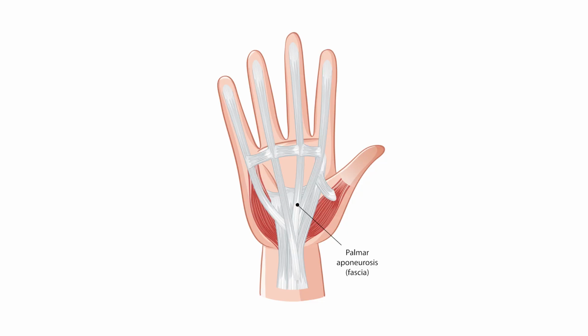Today I'll talk to you about Dupuytren's disease. Dupuytren's disease is a disease of the palmar fascia. Palmar fascia is the tissue which lies between the skin and the underlying important structures in the hand, namely the tendon, the nerves, and the blood vessels and bones.